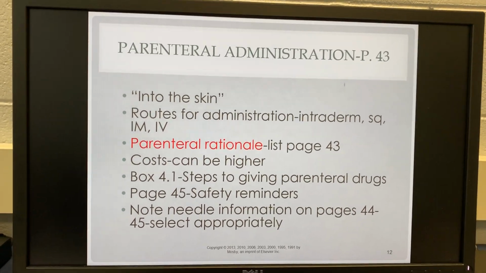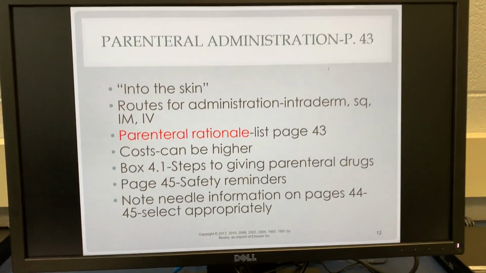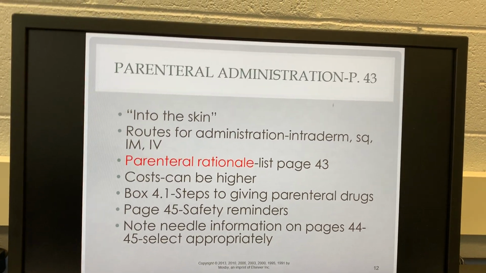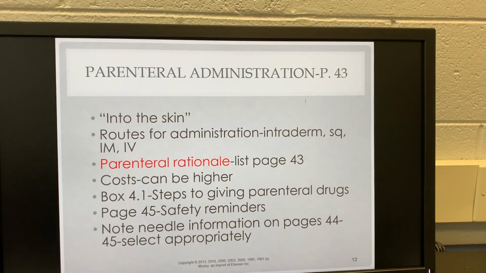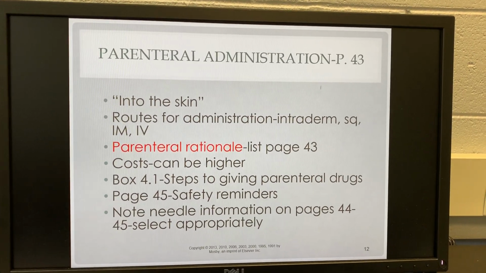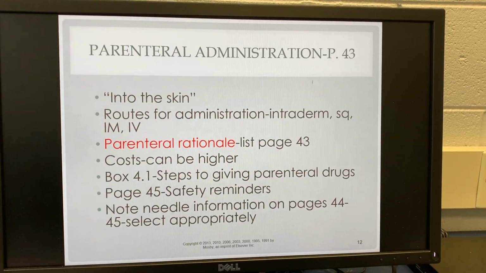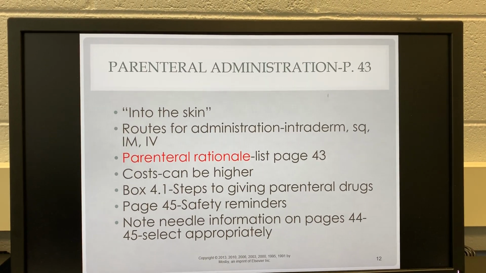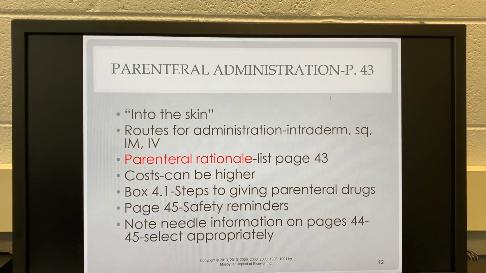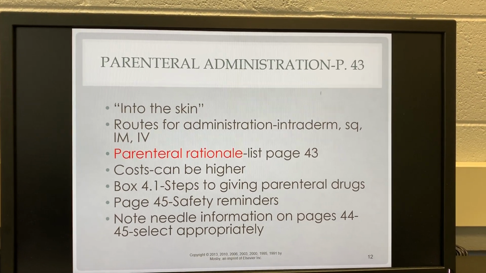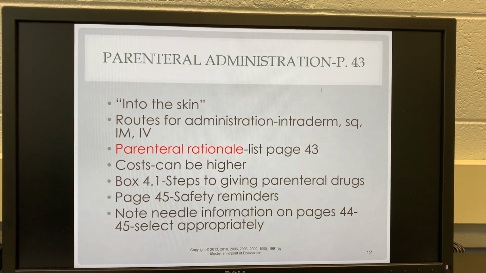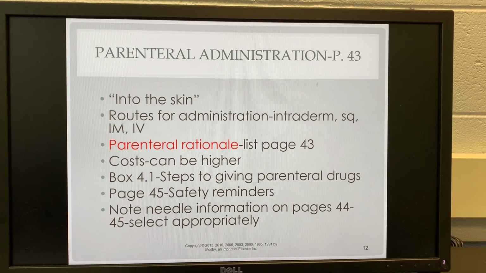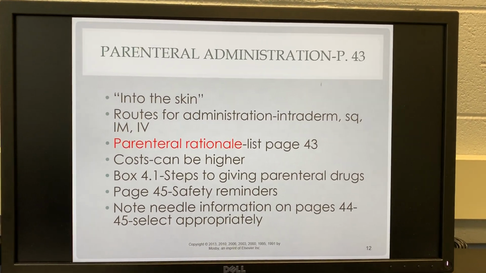All right, so that's enteral. Then we're going to move on to parenteral, which is on page 43. Enteral means enteric, which means into the GI tract. Parenteral means through the skin. And so generally when you're talking about parenteral administration of meds, you are talking about giving medications through various kinds of injections, whether it's intradermal, subcutaneous, intramuscular, or intravenous through an IV.